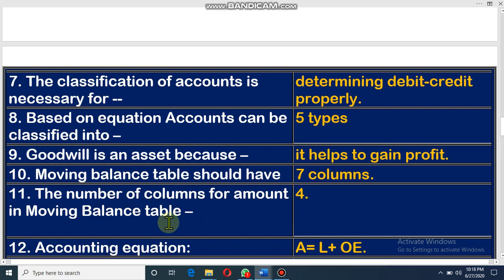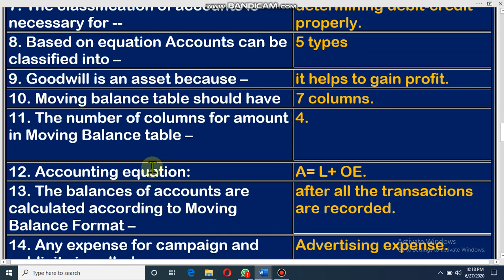One column for debit, another column for credit taka, and another two columns, one for debit balance, another for credit balance. Dear student, the basic accounting equation is A equals L plus OE. In chapter 2 also you have learned it, in chapter 3, in chapter 4, everywhere the basic accounting equation is A equals L plus OE.